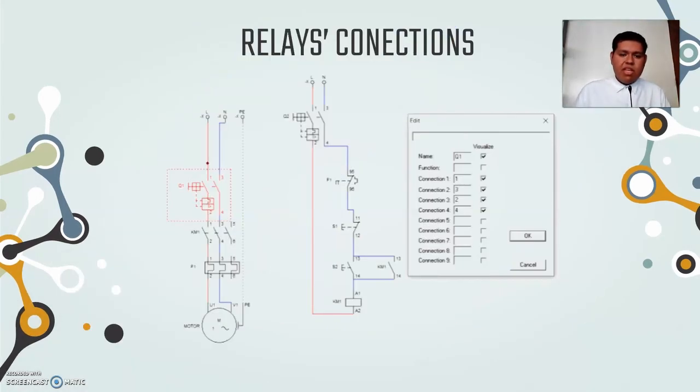Now for the relay connection. Here we can see the motor connection with the thermal relay, the relay to turn it on and off that is controlled by the microcontroller, and the emergency stop button, as well as the connection for the ground.